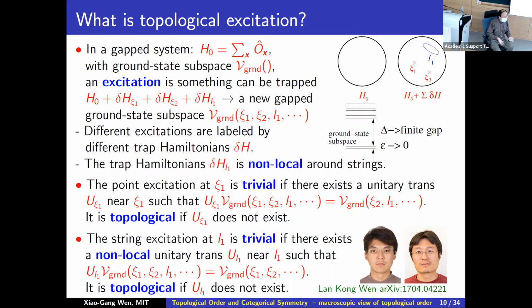We call this new wave function a wave function for excitation. So basically, the ground state of a Hamiltonian with a trap is a wave function for excitation. This is really the definition for a gapped system: the excitation is something trappable, something that can be trapped. This is a crucial step. That's the definition of a point-like or string-like excitation. Okay, then we start from there. From here, we can derive everything.